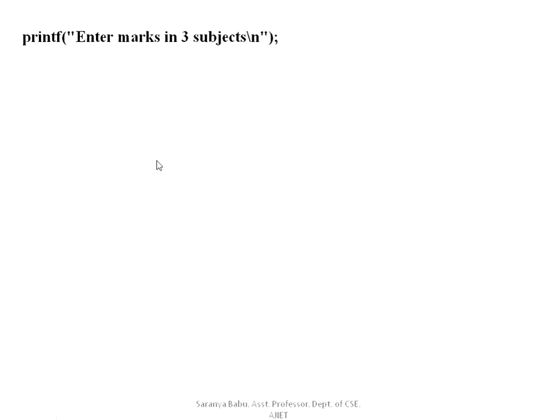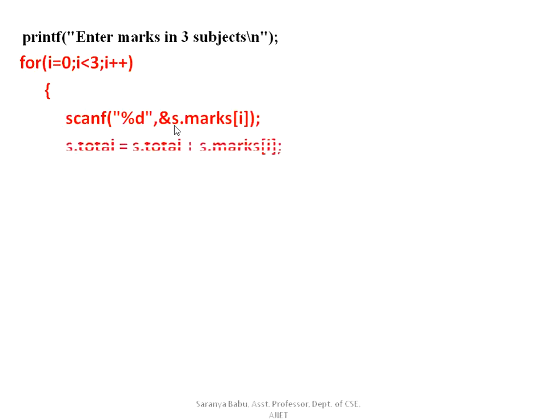Then, how will you read the marks? printf enter marks in 3 subjects. Why? It is int marks of 3. So, for i equal to 0, i less than 3. Same as how you use it for an array: for i equal to 0, i less than 3, i plus plus. How will you do it? scanf %d, ampersand s dot marks of i. The structure variable is s, so s dot marks of i.